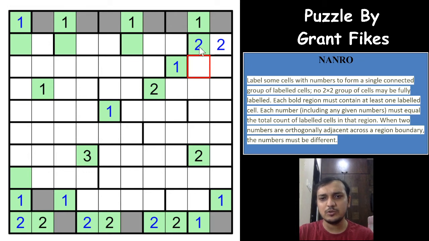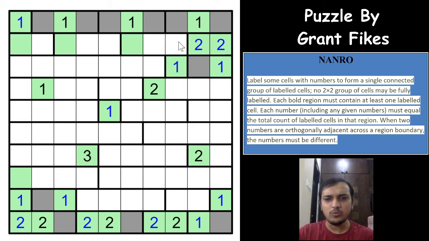This has to be a 1, because if it is a 2, there are 2 ways it will violate. All 2 into 2 groups of cells will have numbers, and 2 different regions will have the same number touching each other, which means this region has to be 1, and only this possible way, because you cannot have a 1 here, you already have a 1 here, which means that this will be shaded, and this will be green cells again.